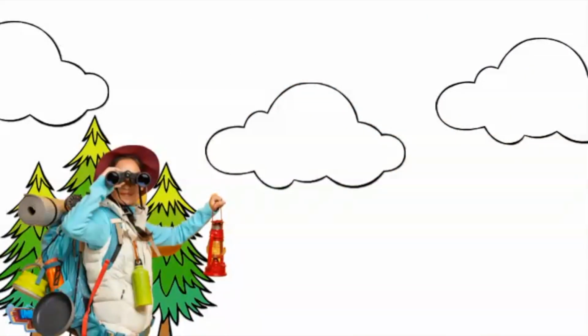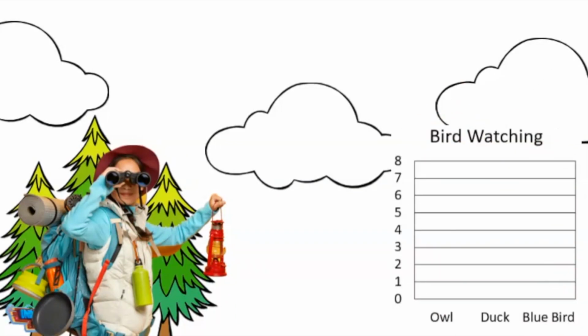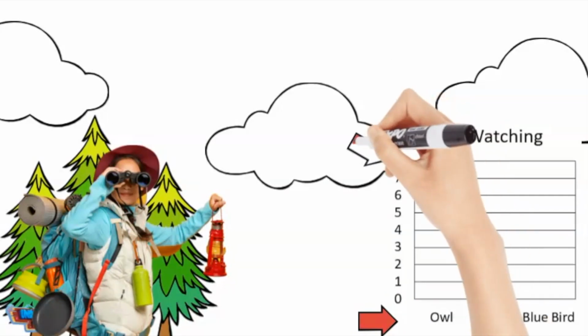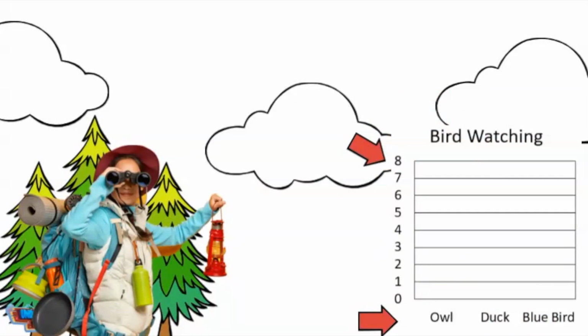Hey explorers! I am out observing birds in the woods. I am going to create a bar graph to share the number of birds I spot today. Let's get the graph ready to go. The x-axis represents the type of birds I will be looking for today: owls, ducks, and bluebirds. The y-axis represents the number of birds I see. The numbers are going up by 1.